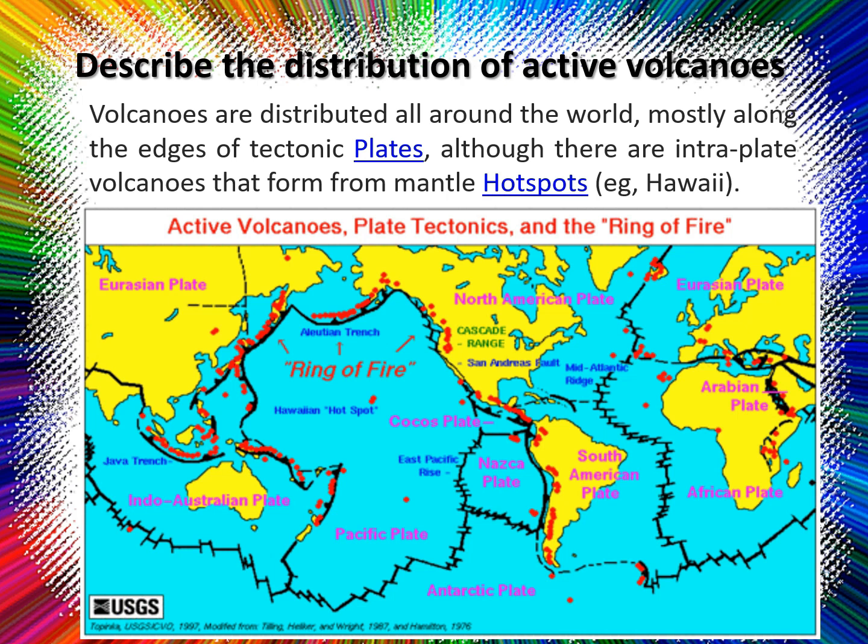Volcanoes are distributed all around the world, mostly along the edges of tectonic plates, although there are intraplate volcanoes that form from mantle hotspots, for example Hawaii.